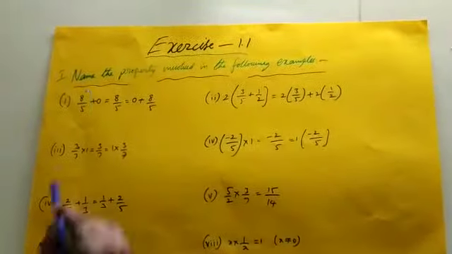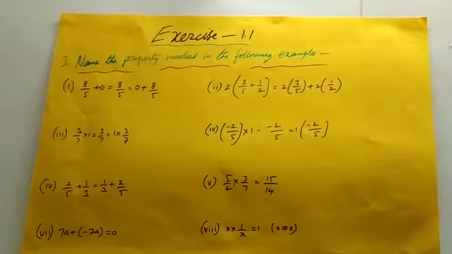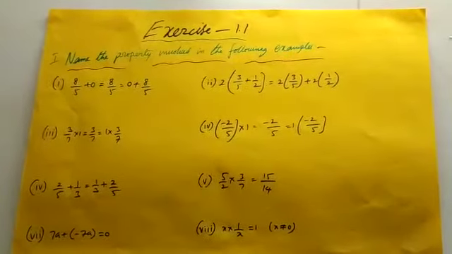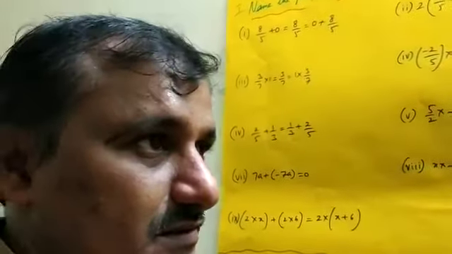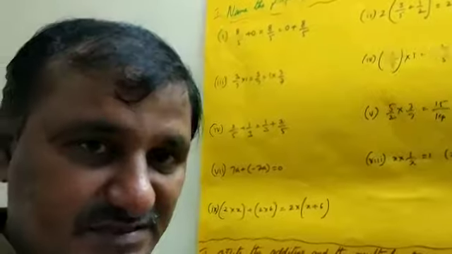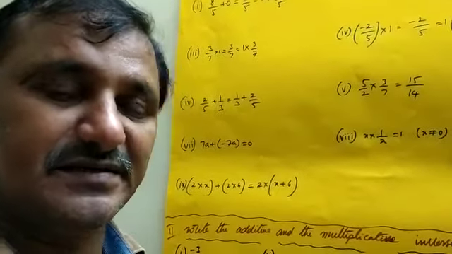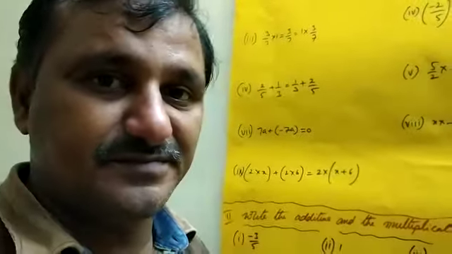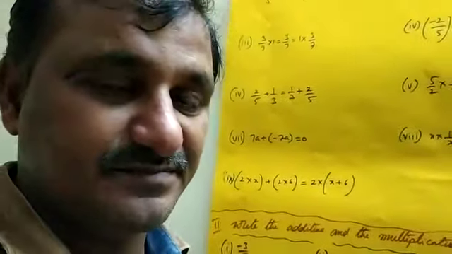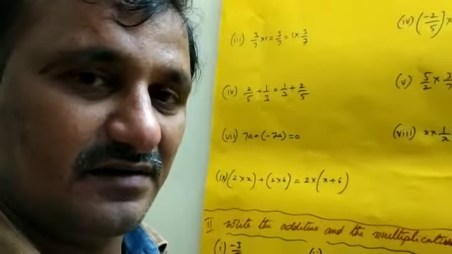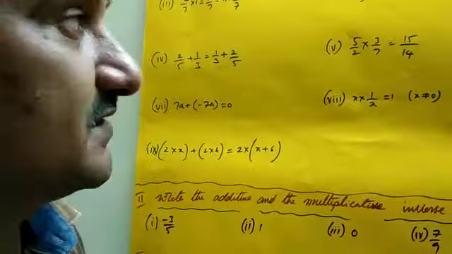Exercise 1.1. Name the property involved in the following examples. What is the name of the property? Already we know these. The closure property: a plus b. The commutative property: a plus b is equal to b plus a. The associative property: a plus b plus c is equal to a plus b plus c. The inverse property, the identity property, the distributive property.